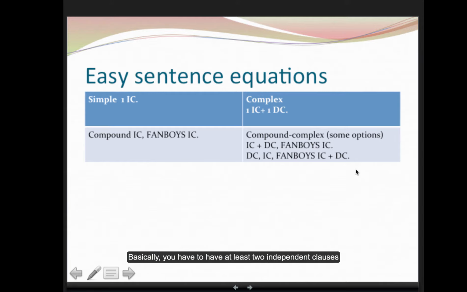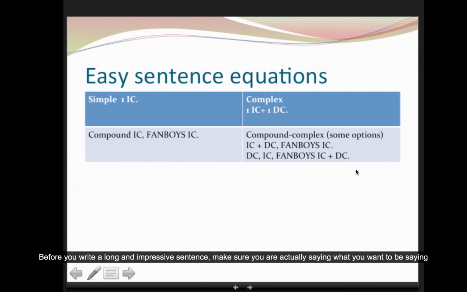And basically you have to have at least two independent clauses and at least one dependent clause plus your coordinating conjunctions. Those sentences are really long and a little bit difficult to construct in a grammatically correct way. So if you're struggling to do that, first make sure that you've met all the rest of the requirements, that it has an independent clause and a dependent clause, that you can identify the subjects and the verbs. Before you try to make a really long and impressive sentence, make sure you're actually saying what you want to first.